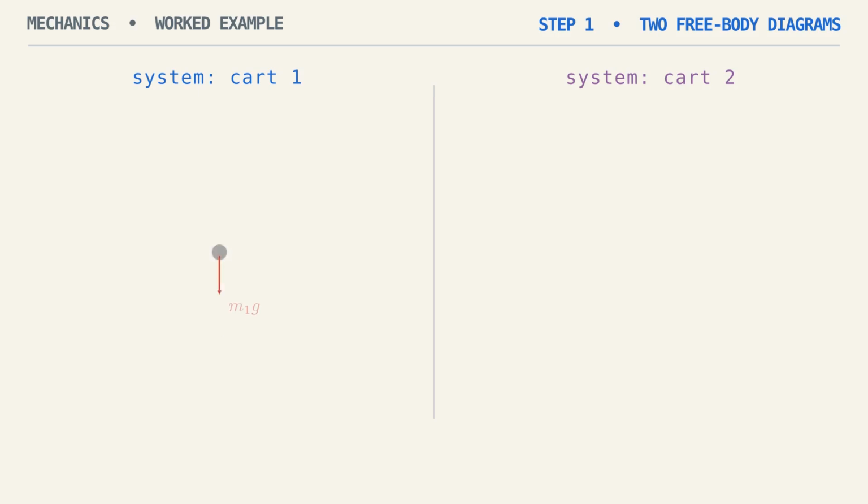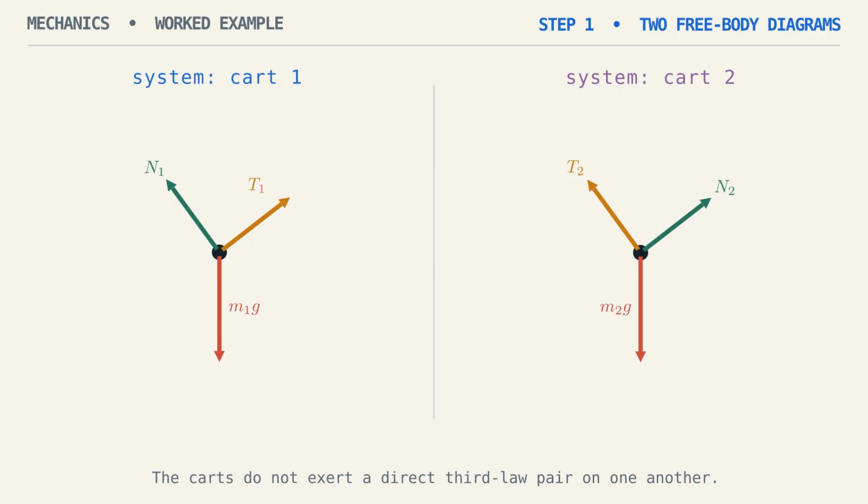For cart 1, include its weight, m1g, the normal force, n1, and the cord tension, T1. There is no friction force because the cart rolls freely with negligible resistance. Cart 2 has the same three types of external force: its weight, m2g, the normal force, n2, and the tension, T2. Draw the tensions separately at first. Their equality will require information about the pulley, not Newton's third law between the carts.